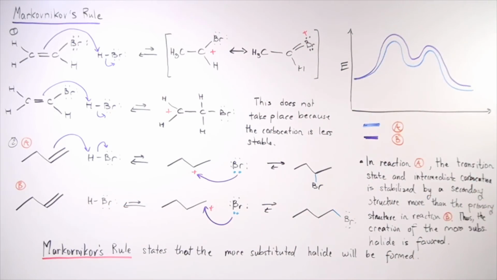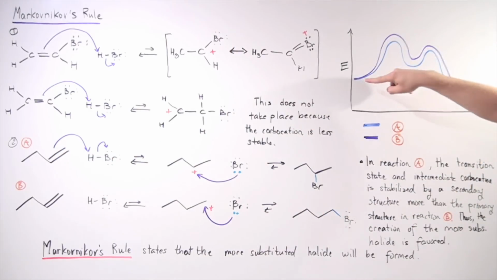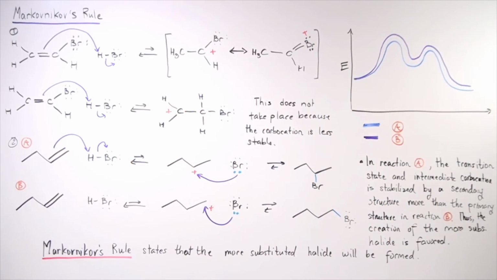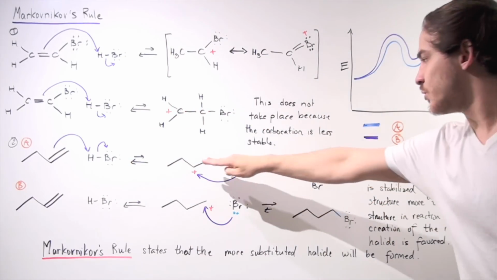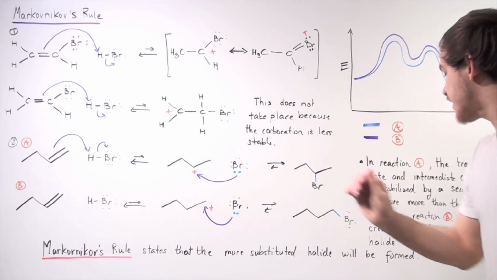So, if we label our diagram energy versus reaction progress, we see that the blue curve, which is reaction A, given by this A here, has lower transition states as well as greater intermediate and product stabilities. So that's exactly why reaction A will be more favored than reaction B. Once again, in reaction A, the transition state and intermediate carbocation is stabilized by a secondary structure more than the primary structure in reaction B.